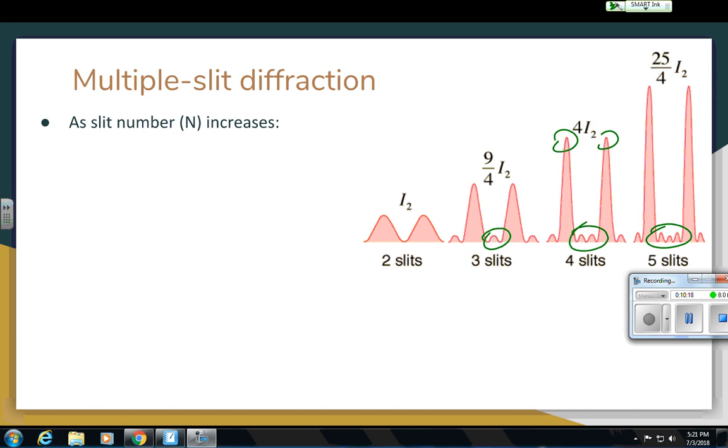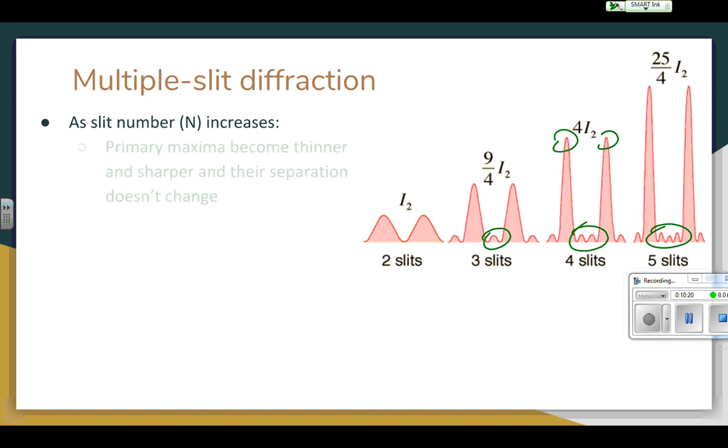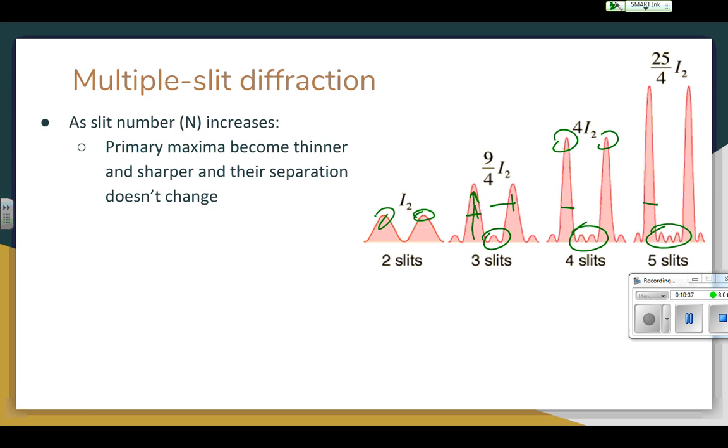So as you increase the number of slits that you're passing light through, the primary maxima, here's the primary maxima to start with, notice that they get thinner, right? They get thinner as we increase the number of slits, and the intensity also increases. And their separation never changes, all right? The same pattern's happening. The separation doesn't change because we're not changing how far apart the slits are and things like that.